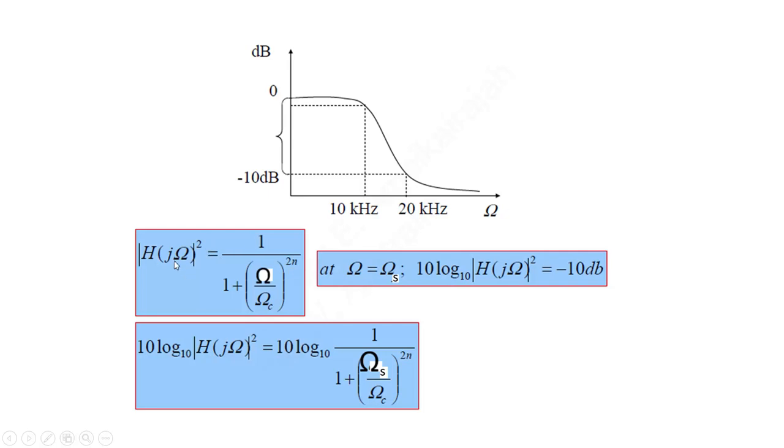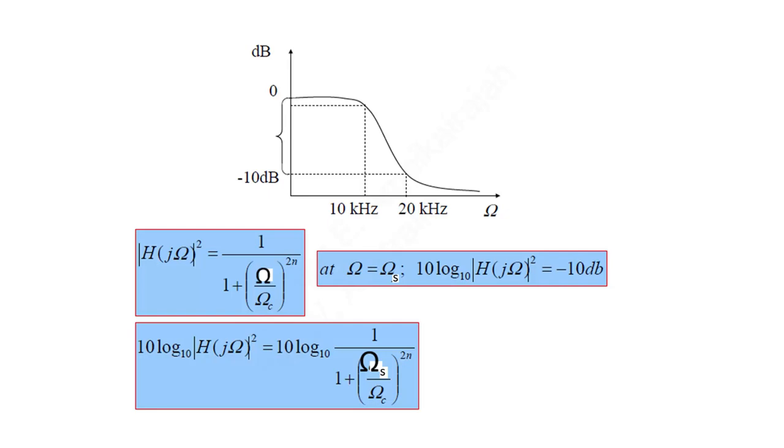Now |H(jω)|² at omega equal to omega s, which is the frequency 20 kilohertz, means 10 log. Since we are taking the case with the square, it has to be directly the power, so we will take it in dBs. So 10 log10 |H(jω)|² will be minus 10 dB at the stop band frequency, which is 20 kilohertz. We can use this formula, 1 over omega s, which is our stop band frequency of 20 kilohertz. We have to convert it into angular frequency by using the formula 2 pi f. This omega c is the cutoff frequency, which in our case is 10 kilohertz. That's how the formula is applied to design the Butterworth filter for these specifications.